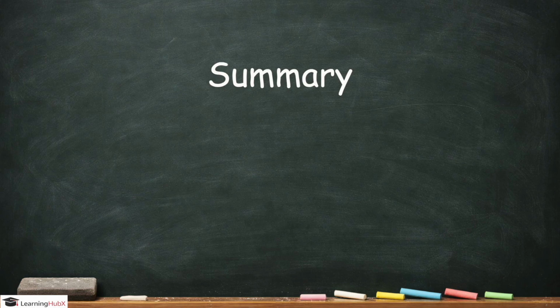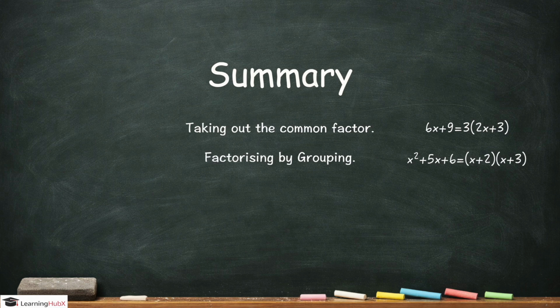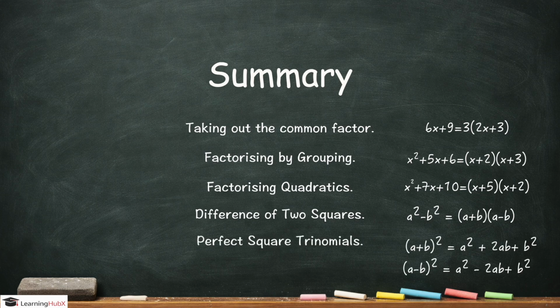To summarize, factorizing means breaking an expression into parts that multiply together. In this lesson, we learned 5 methods. They are taking out the common factor, factorizing by grouping, factorizing quadratics, difference of two squares, perfect square trinomials.